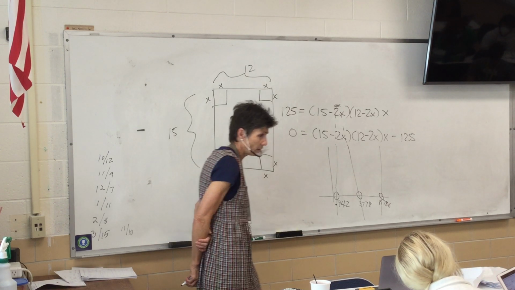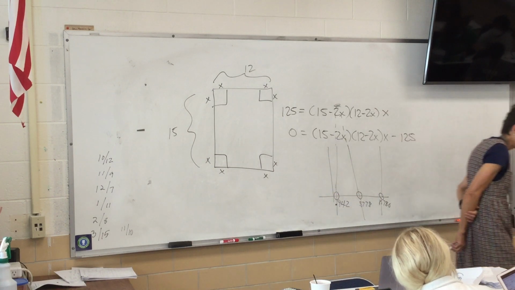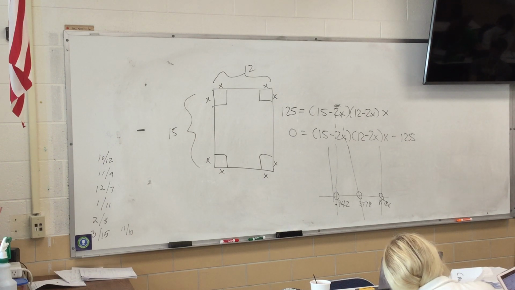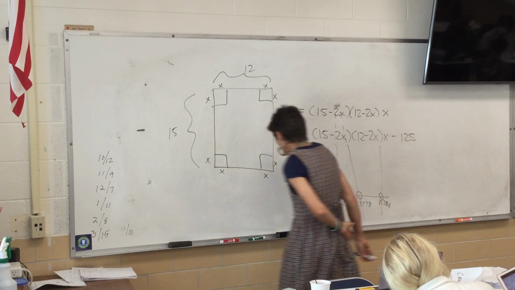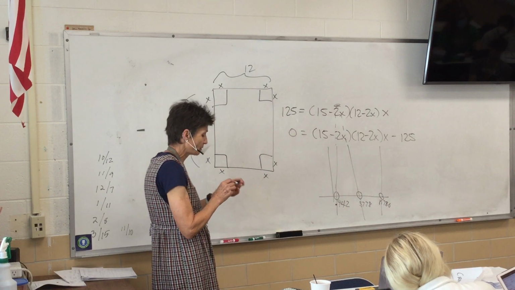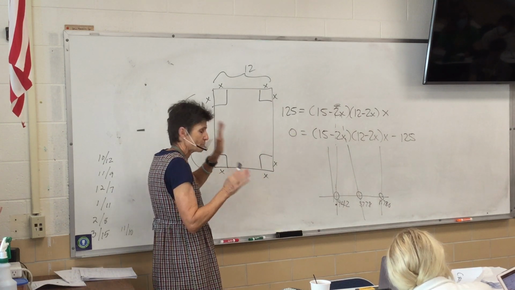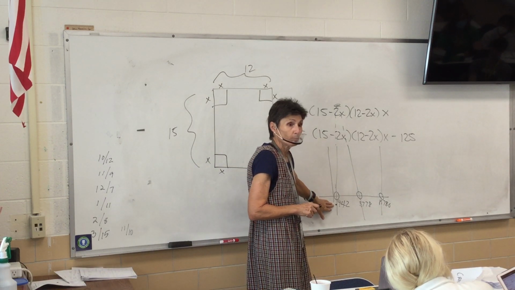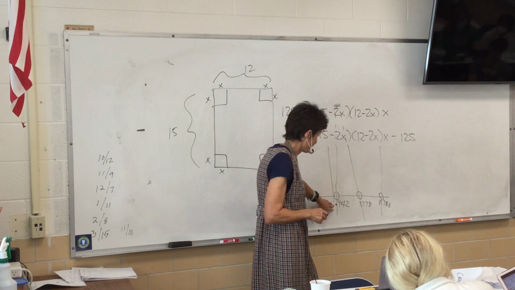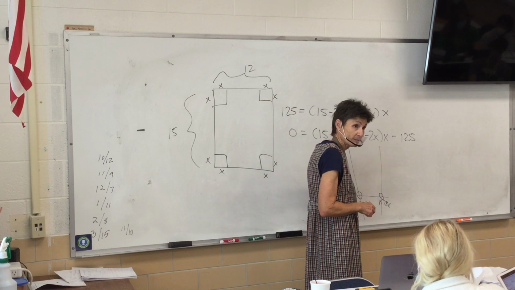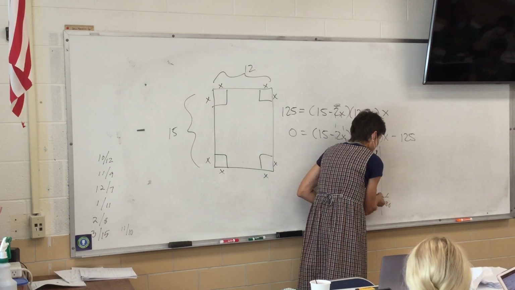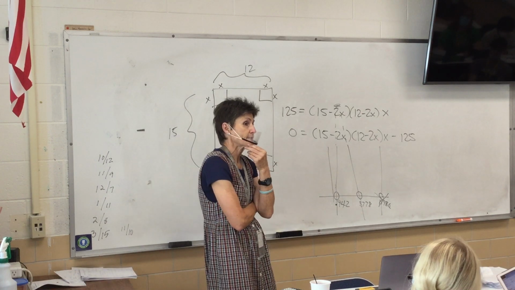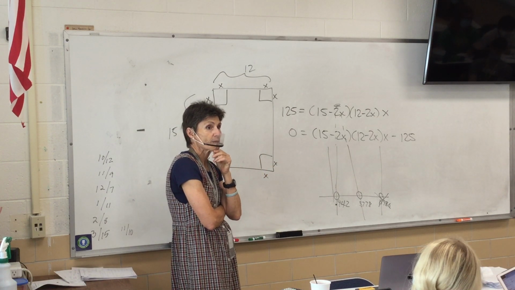So the question was, when is the volume 125? What size corners? So what are you going to say as your answer? When will the volume be 125? When the corners are 0.942, 3.778. That one's extraneous. Can somebody tell me why, even though it's an x-intercept, it is extraneous?